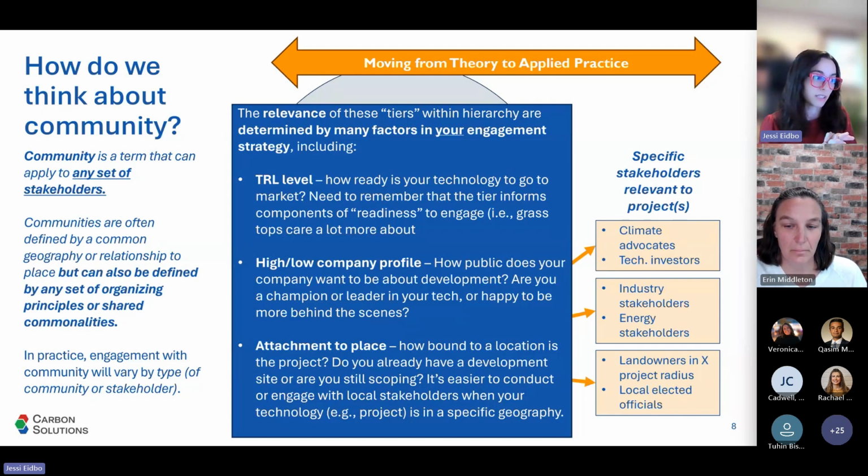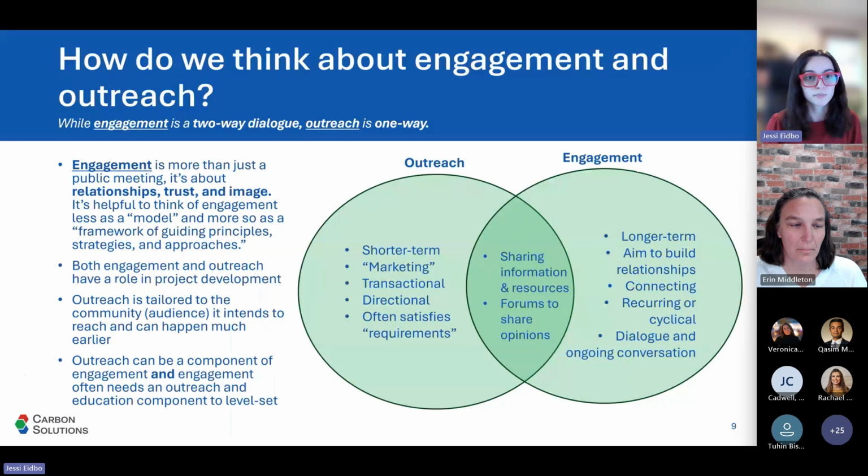And third is attachment to place. So how bound to a location is your project? One thing that Erin will talk about a little bit more later on is how much easier it is to think about an engagement strategy or cultivate your engagement strategy when you know the place that you want to operate in. So do you already have a development site? Are you still scoping? The ease and also the approach will look very different depending on where you are there.